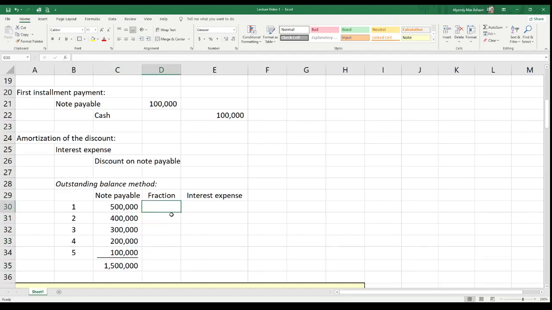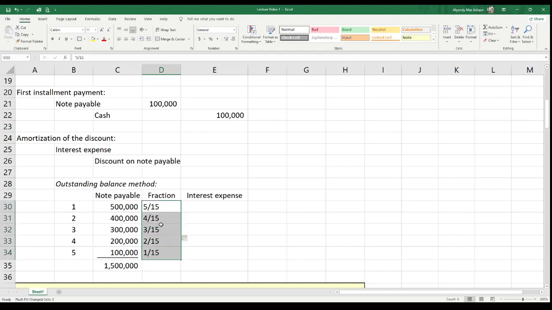So, how do we make the fraction? The numerator will be the outstanding balance per year and the denominator would be the sum, which is the 1,500,000. So, for the first year, the fraction is 500,000 over 1,500,000, but to reduce it to the lowest term, we will get 5 over 15. Okay? For year 2, that is 4 over 15. For year 3, that is 3 over 15. For year 4, 2 over 15.